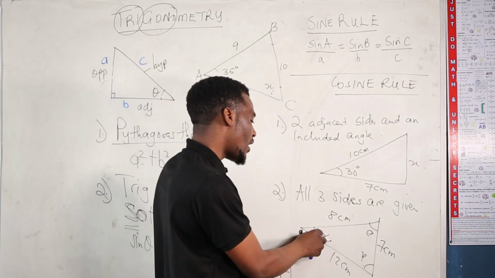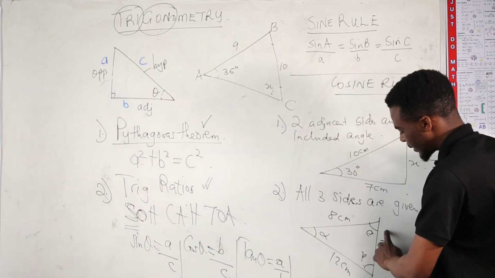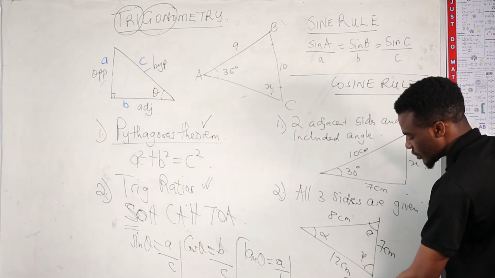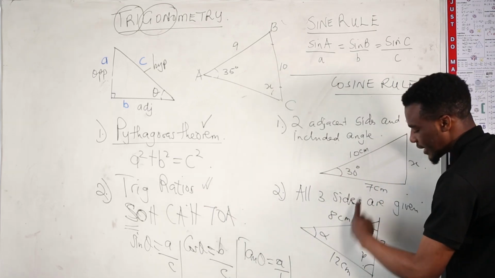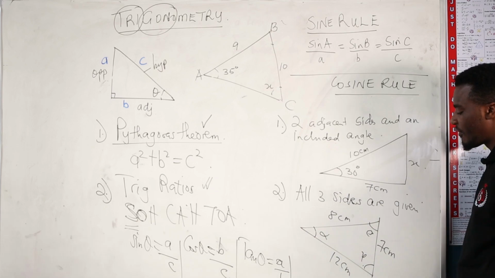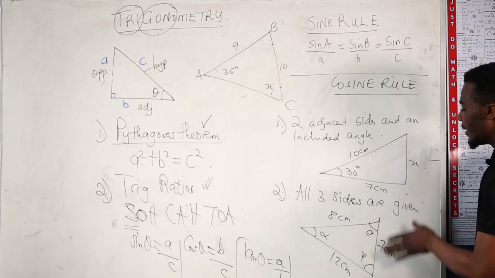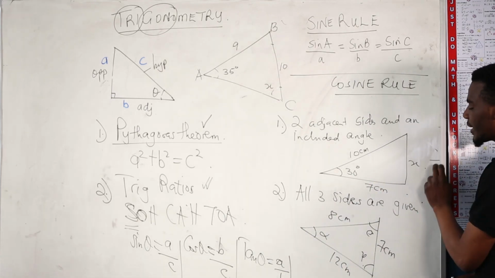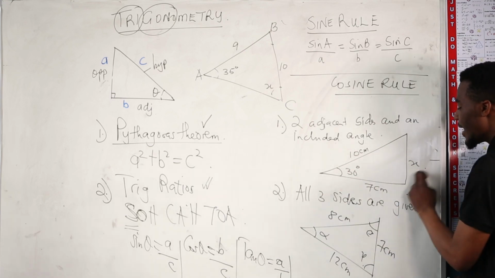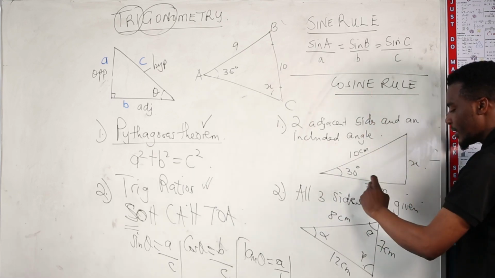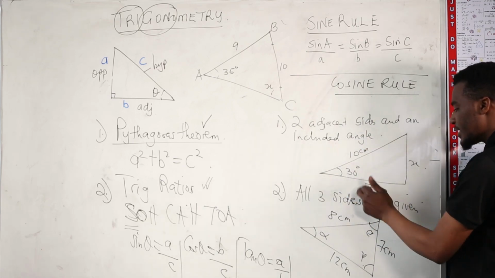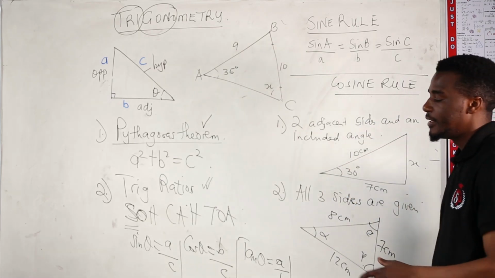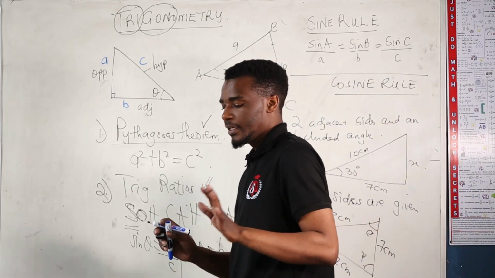If you want to find angle alpha, you start your equation by saying 7 squared is equivalent to 12 squared plus 8 squared minus 2 times 12 times 8 cosine of alpha. Straight away you get your answer. In this case, if you want to find the value of x, you can also start by saying x squared is equivalent to 10 squared plus 7 squared minus 2 times 10 times 7 cosine of 30. If you do that, you can get the solution.